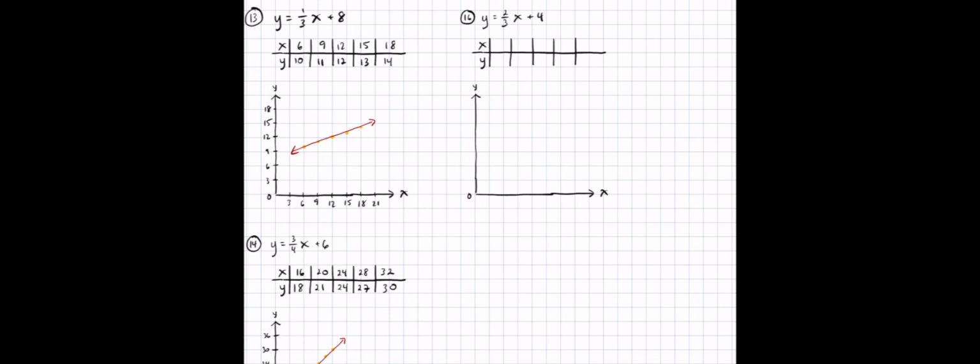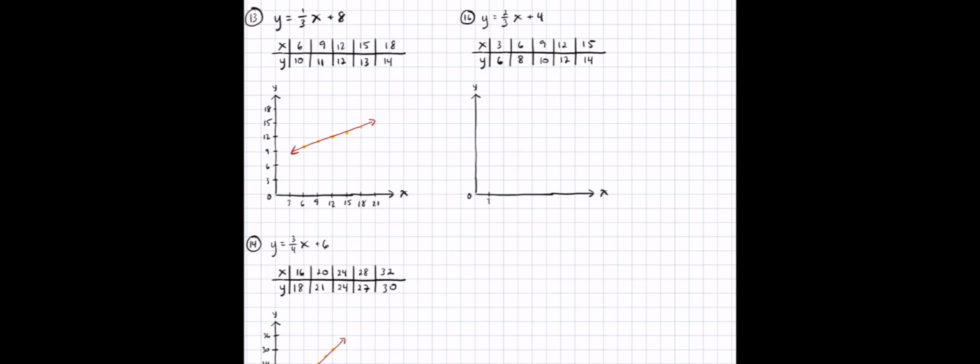3, 6, 9, 12, and 15. What's 2/3 of 3? 2/3 of 3 is 2. 2 plus 4 is going to be 6. 2/3 of 6 is 4, plus 4 is going to be 8. 2/3 of 9 is 6. 6 plus 4 is 10. 2/3 of 12 is 8. 8 plus 4 is 12. 2/3 of 15 is going to be 10, plus 4 is 14.